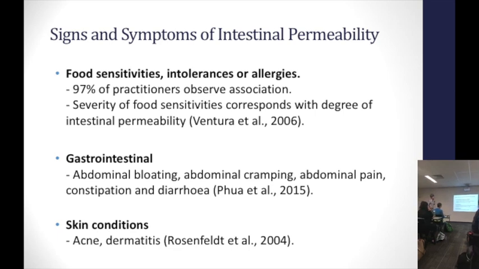Signs and symptoms of intestinal permeability. By far the most prevalent symptom of intestinal permeability is food sensitivities or intolerances. Even the practitioners that we surveyed, 97% observed that it had a high association to intestinal permeability. And we've shown in research that the severity of food sensitivities corresponds with the degree of intestinal permeability. That's it. When you have a high degree of intestinal permeability, when the tight junction proteins are greater, then you'll have a greater number and severity of food sensitivities.